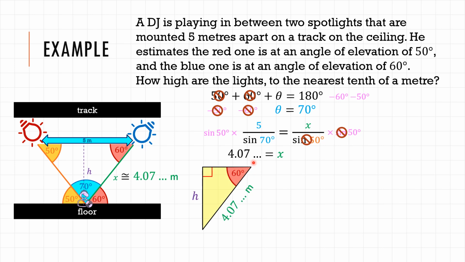Now it's time to find the actual height. If that's 4.07 meters, and I can make a right triangle just like this, then this is the angle, this is the hypotenuse, and this is the adjacent. So sine theta equals opposite over hypotenuse, which turns into sine 60 equals h over 4.07 with repeating decimal places. Now I want to get h all by itself, so I'll take my answer and multiply it by sine 60, and I end up getting about 3.52 meters as my height.